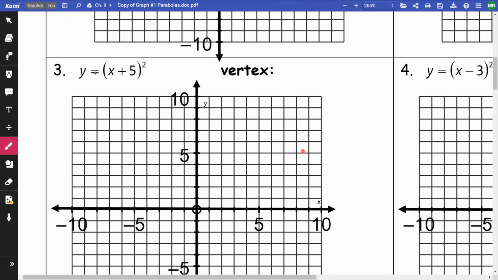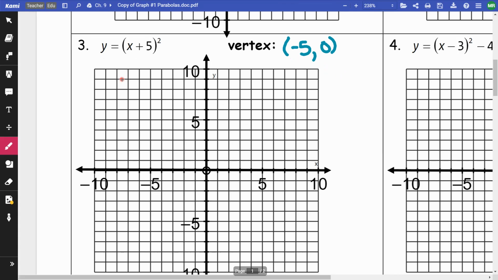But what this is going to do is this x plus 5 squared, whatever makes this 0, okay, and -5 makes it 0. That's the direction I'm moving, left or right. So I'm moving to the left 5. And then I don't have anything adding or subtracting here. So that means my y coordinate is 0.